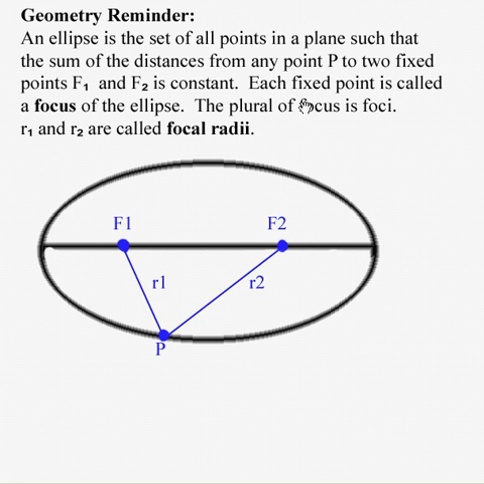Each fixed point is called a focus, so we have two of them. And when we talk about the plural of focus, we say foci. So that C has an S sound. It's not foci, not something you need to see your ophthalmologist about, but it's foci. And then R sub 1, R sub 2 are called the focal radii. So any point you select, the sum of the distances from that point to each focus is a constant.